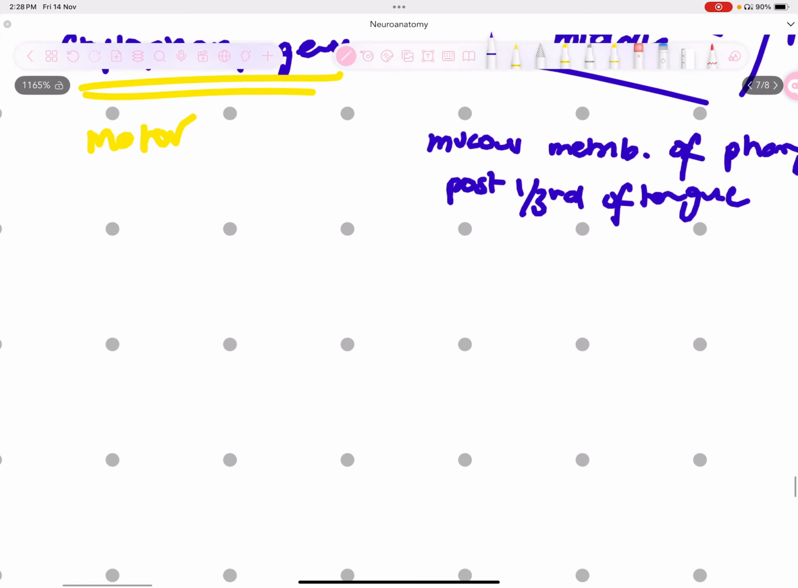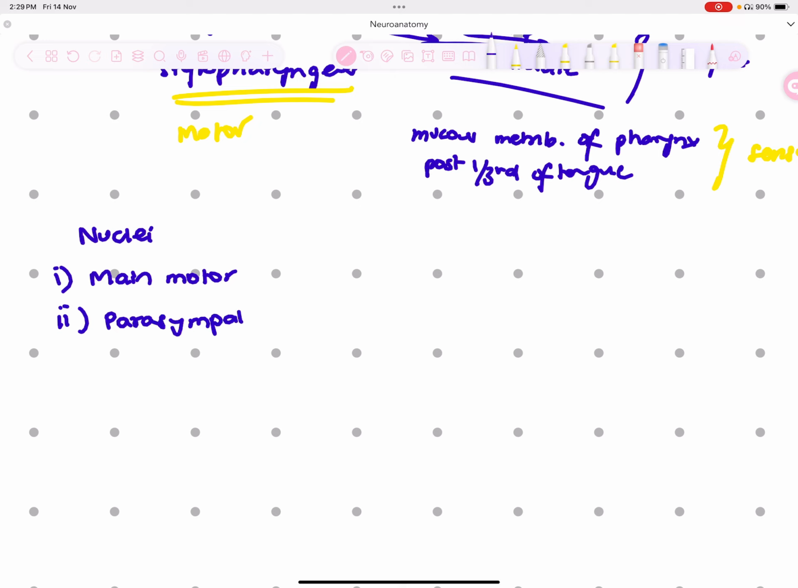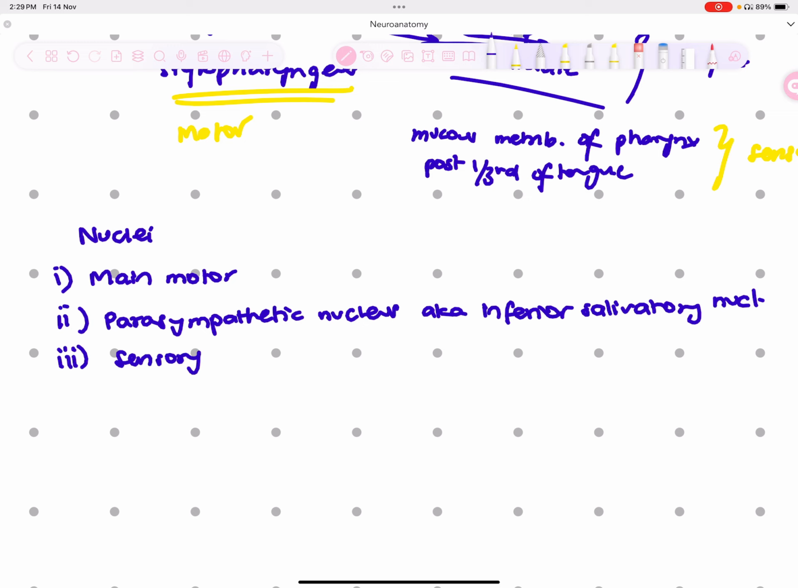Now, talking about its anatomy, the anatomical features. First of all, we have to look at the nuclei. This nerve has three major nuclei. One is the main motor nucleus. The other is the parasympathetic nucleus, also known as the inferior salivatory nucleus. And then you have the third, the sensory nucleus, which is the nucleus tractus solitarius.